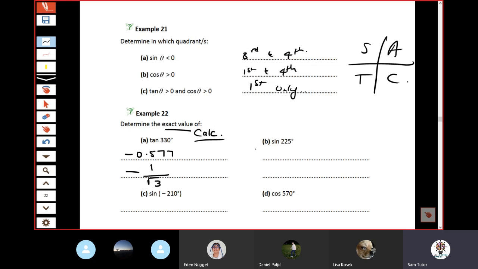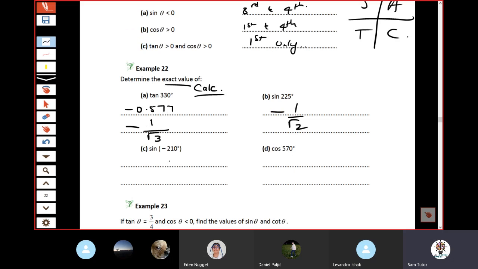Lissandro, sine 225. Give me your answer. I got negative 1 on root 2. Correct. So, Rad, are you there now? Yeah, what's up? What's the answer for C? C. Yep.